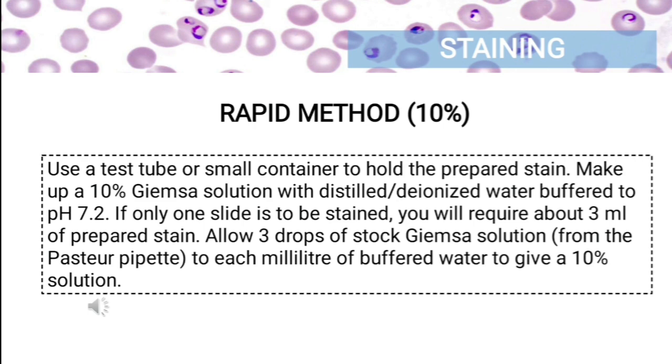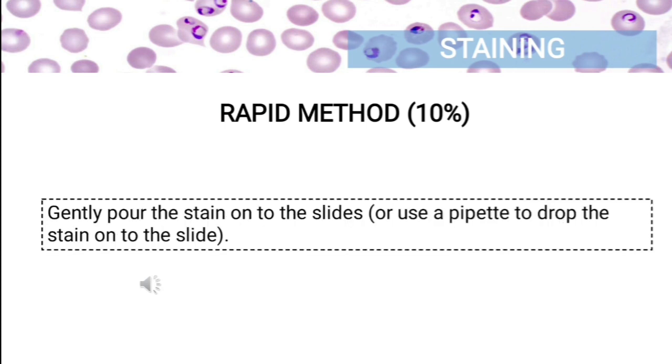Next, use a test tube or a small container to hold the prepared stain. Make up a 10% Giemsa solution with distilled or deionized water buffered to pH 7.2. If only one slide is to be stained, you will require about 3 ml of prepared stain. Add 3 drops of stock Giemsa solution from the Pasteur pipette to each milliliter of buffered water to give a 10% solution. Next step is to gently pour the stain onto the slides or use a pipette to drop the stain onto the slide.